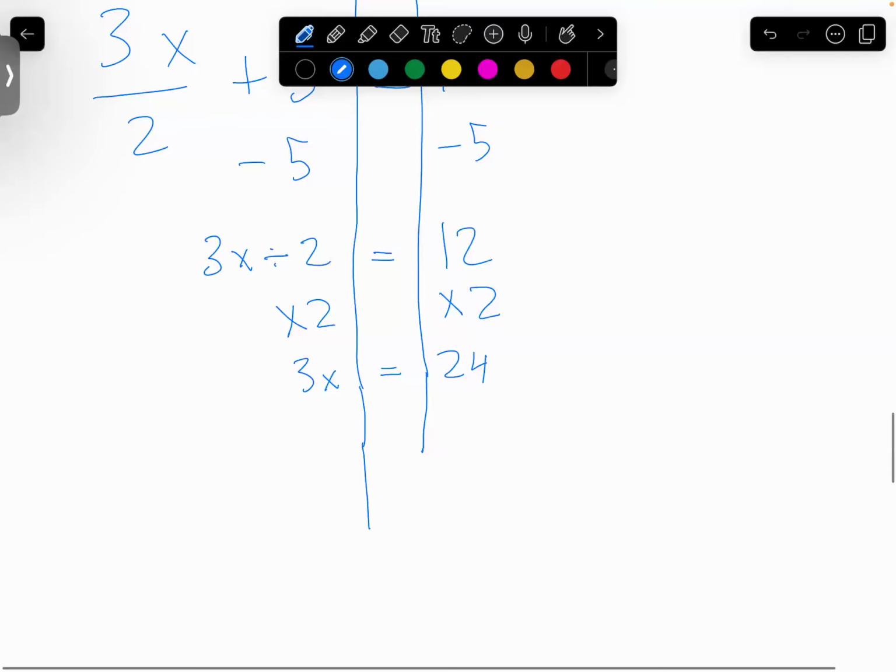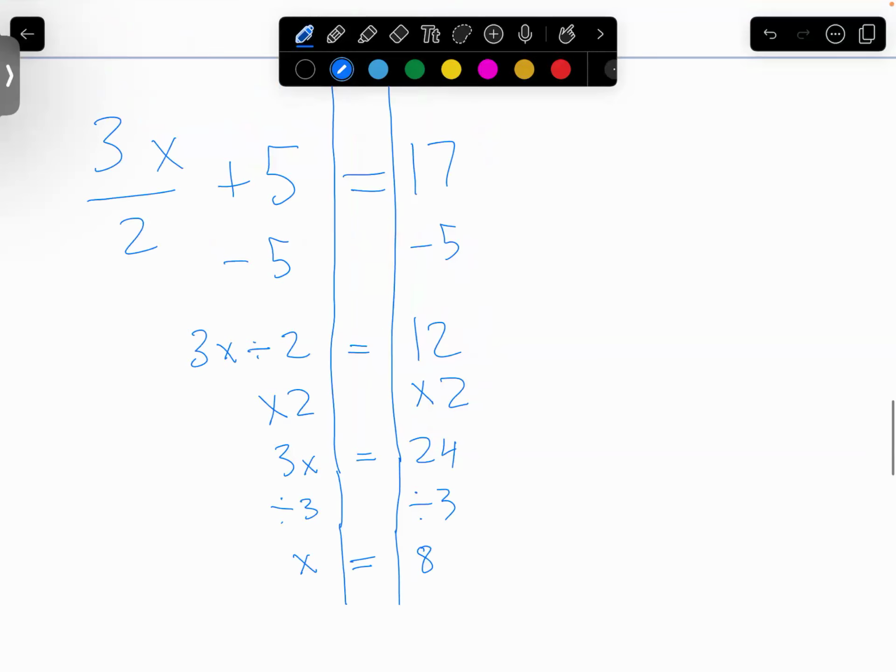And then we want to do a dividing by 3 to get a final answer. So, does this make sense, or can I explain it better?